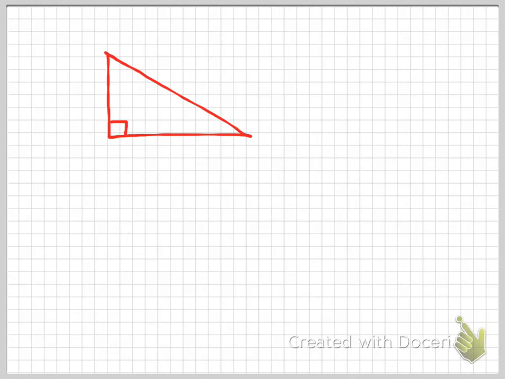Here's what the Pythagorean theorem does. If you know the length of two of the sides of a right triangle, you can figure out the third side by using the Pythagorean theorem. Here is the Pythagorean theorem. It's a squared plus b squared equals c squared.